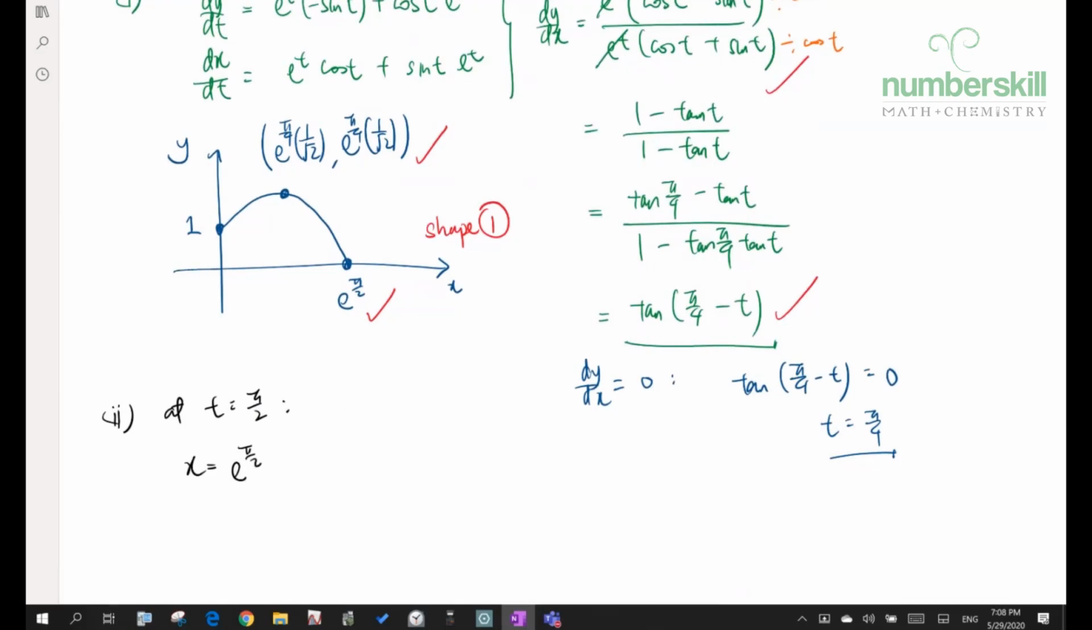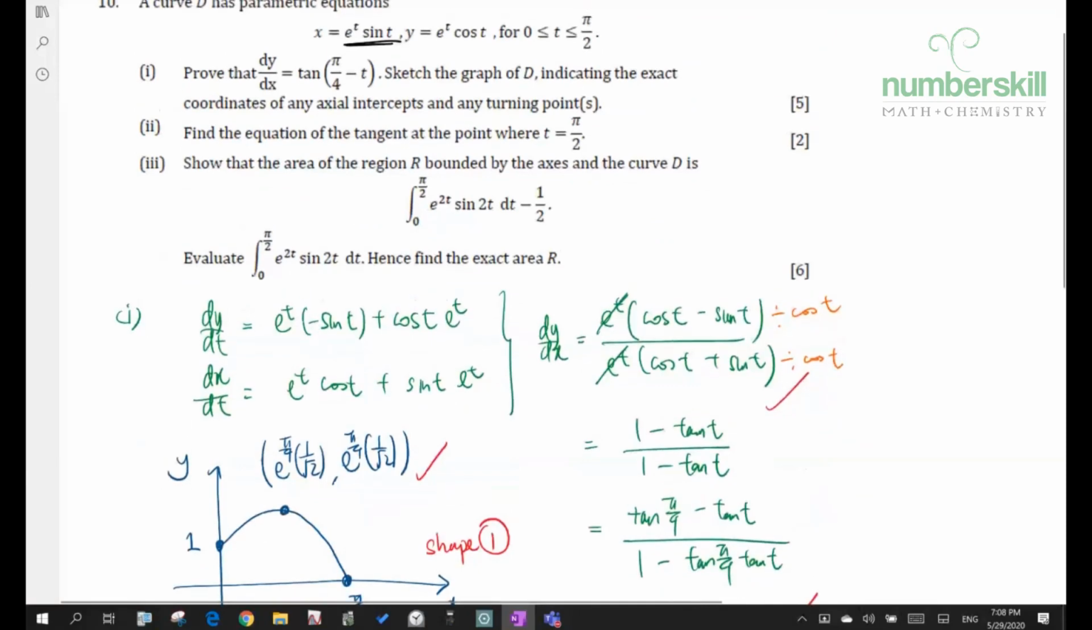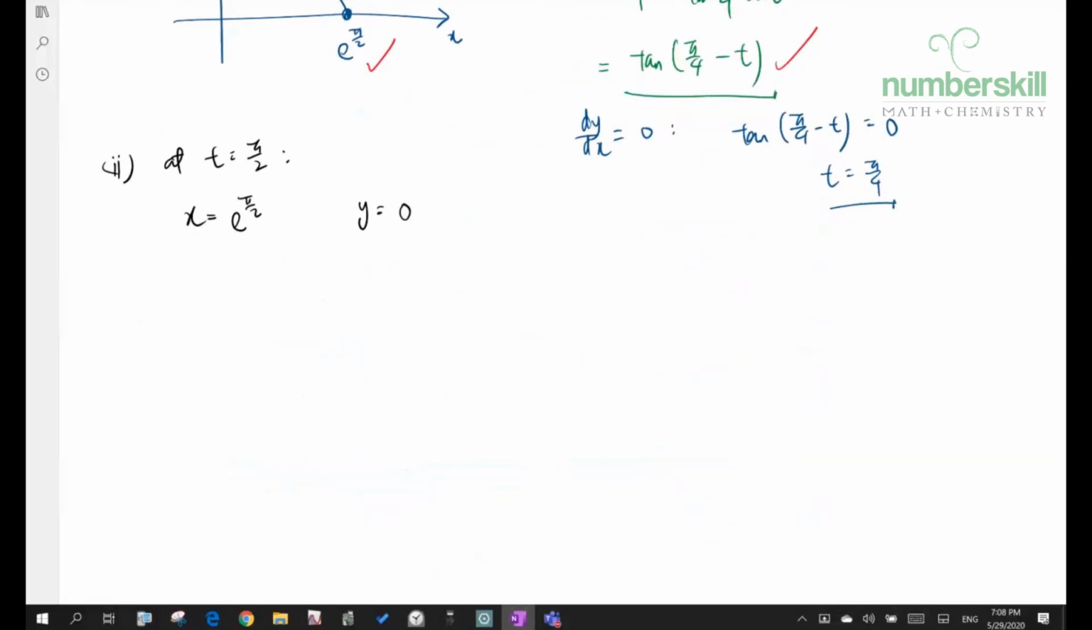That's x, sorry. Y will be cosine pi over 2, which happens to be 0. Okay, so y will be 0. It's supposed to be quite straightforward, right? Okay, next you need dy dx.